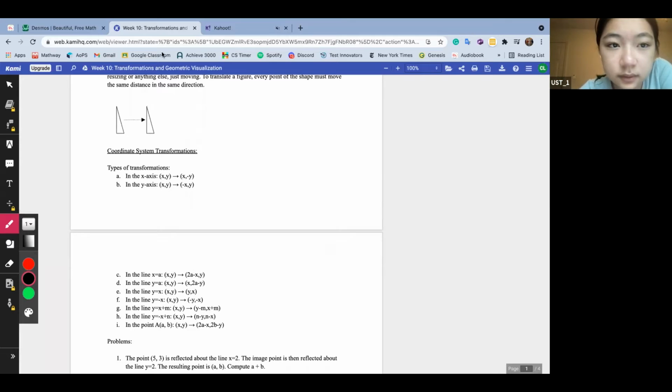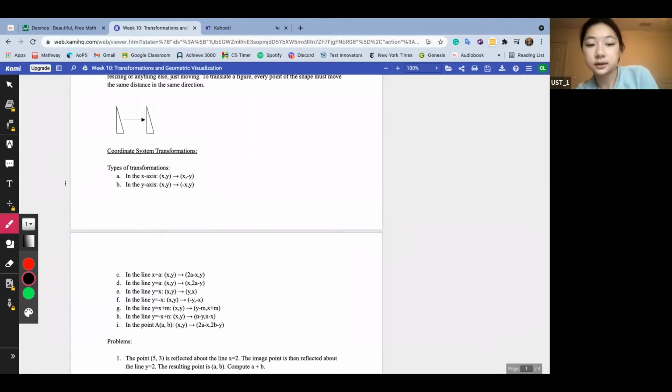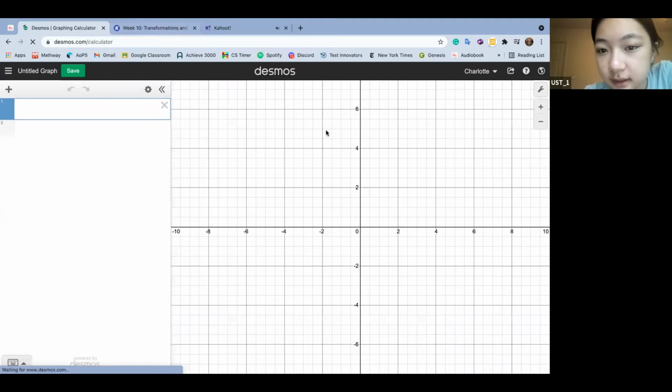So now I'm going to go over some types of coordinate transformations, which is transforming points on a coordinate plane. So the first one is going to be just transforming a point across the x-axis. I'm going to use Desmos here. So this is a graphing website.